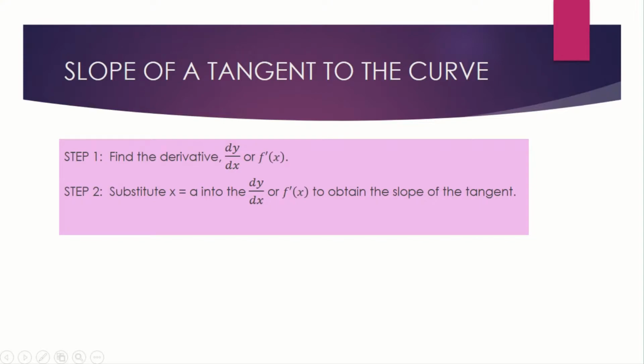First, we look at how to find the slope of a tangent line to the curve. We have two steps here. Step 1, we find the derivative, that is dy/dx or f prime x. After that, we substitute x equals a into dy/dx or f prime x, and we can obtain the slope of the tangent line.